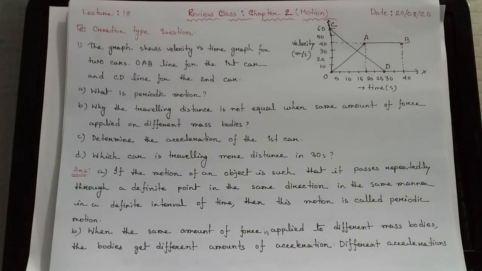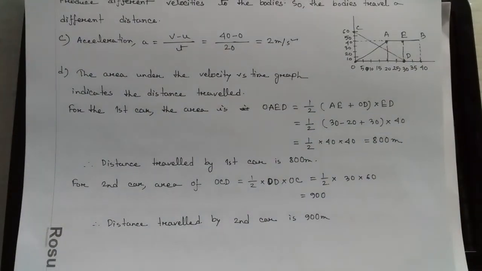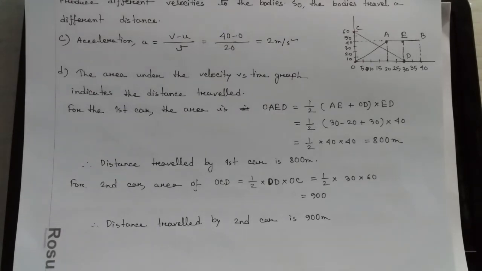Number C, determine the acceleration of the first car. Question number C is determining the acceleration of the first car. As we know from the definition of acceleration, acceleration a equals v minus u by t. That means change of velocity within a definite time, or change of velocity per unit time, that is called acceleration.